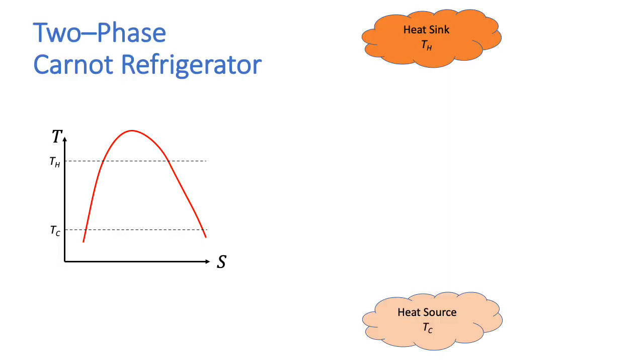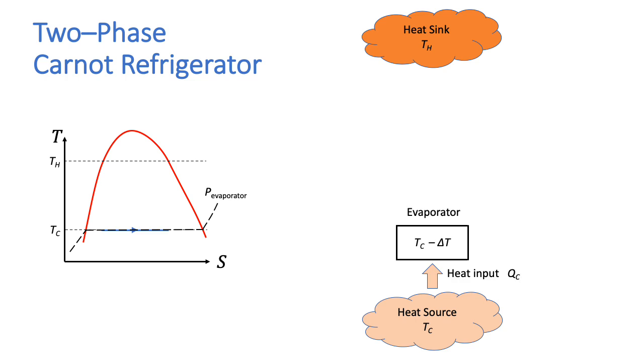We can build a two-phase Carnot refrigerator between the low temperature heat source, which is at temperature TC, and the high temperature heat sink, which is at temperature TH. We select the pressure of the evaporator so that the saturation temperature in it is just below TC. We therefore get a heat input, QC, from the heat source into the fluid in the evaporator.